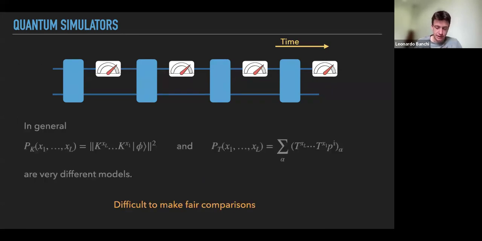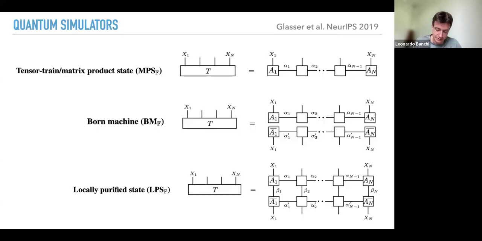And in general, you can ask what's possible using these two models. A completely classical hidden Markov model, or a quantum model where you have these amplitudes with Kraus operators. The problem is that in general, these are very different models. One uses probability, the other one uses amplitudes. And so it's quite difficult to make a fair comparison. But it turns out that people have done that.